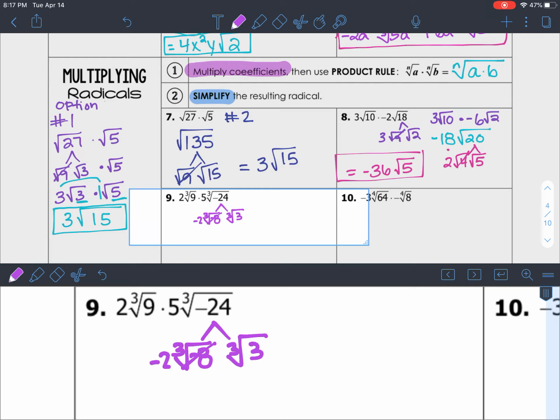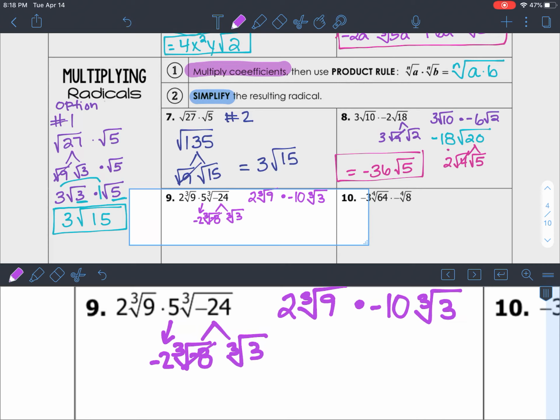So negative 8 becomes negative 2. And then I just need to multiply my 5 and my negative 2. So what I'm really doing is 2 times the cubic root of 9 times negative 2 times 5. So negative 10, the cubic root of 3.